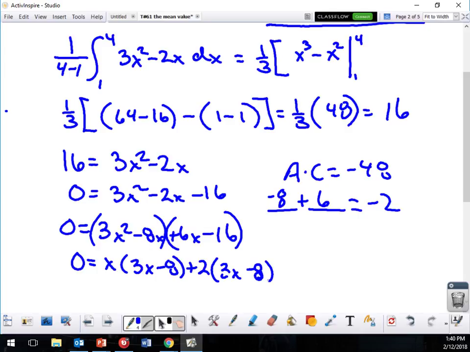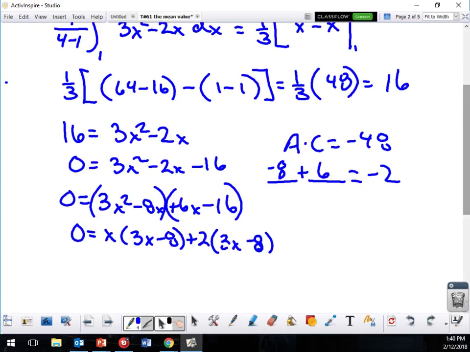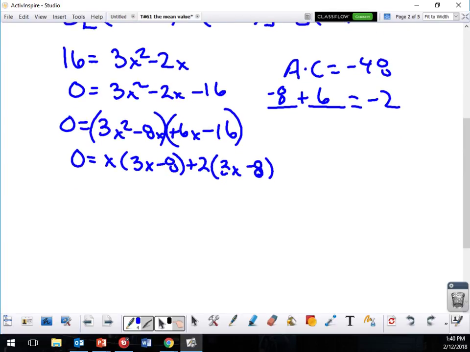Okay, so right here, both of these are common. So 0 equals 3x minus 8.